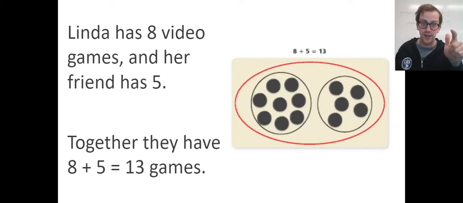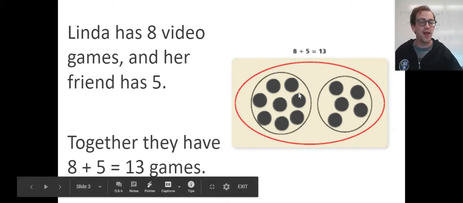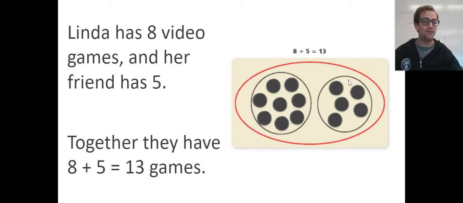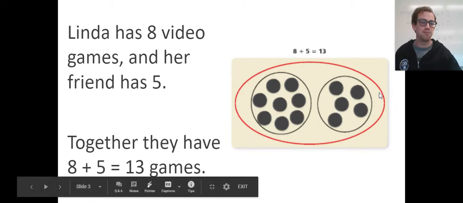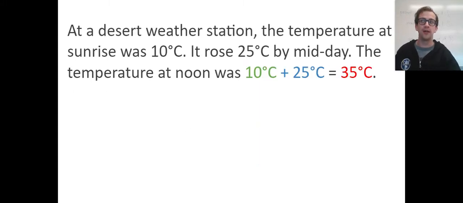But the seventh grade level part of this is that seventh graders can prove why that's right and show why it's right by using a chip model. So right here, I see 8 black positive chips for Linda's 8 video games. I also see 5 black positive chips for the games that her friend has, which means all together there are 13. You know how to do that. Easy stuff. You can also draw number lines.